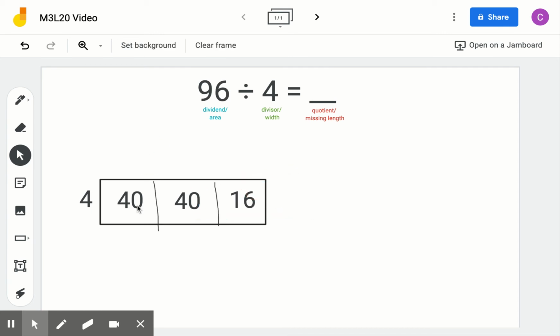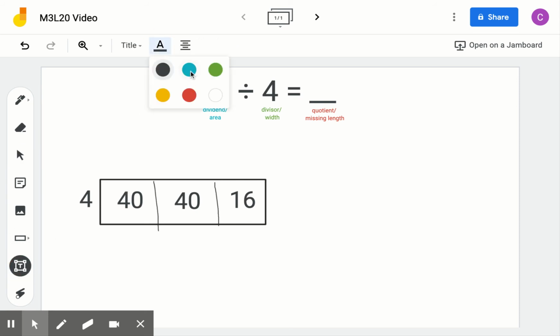All right, and let's check. 40 plus 40 plus 16, I should get 96. 40 plus 40 is 80, plus 10 is 90, plus 6 is 96. So my inside pieces check out. Now we're ready to divide. We can take these smaller areas divided by the width, and that will give us our missing length up here. I'm just going to change my color. 40 divided by 4 is 10.